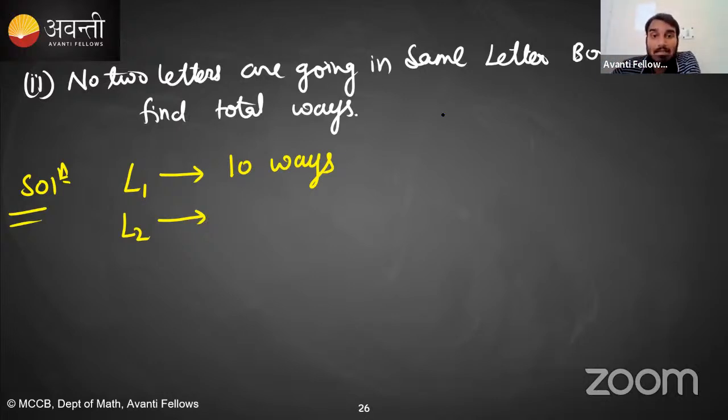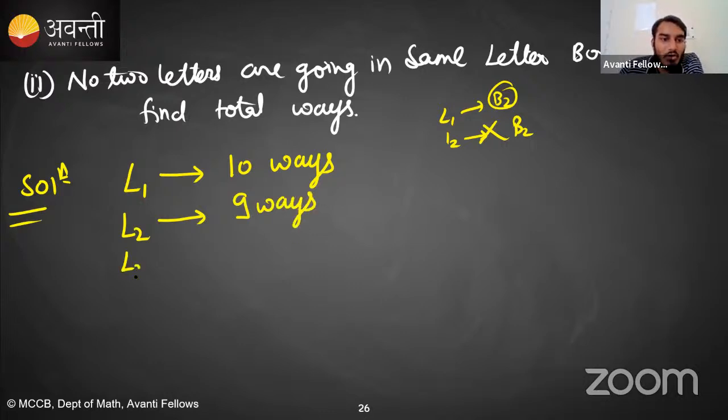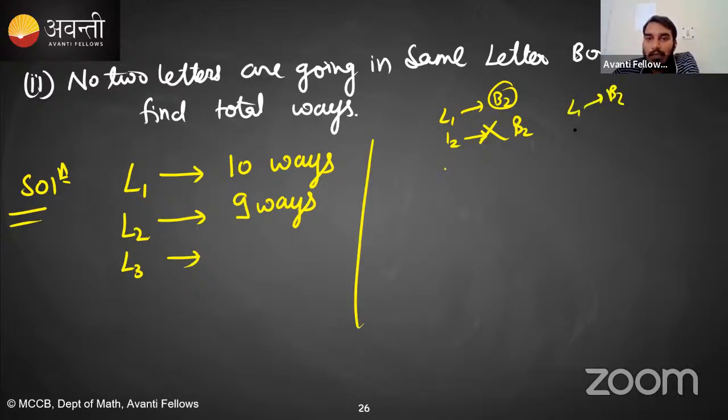Let's say my letter 1 is going into B2, box 2. Now my letter 2 cannot go into box 2. Yes or no? Because no two letters can go into the same box. So it means L2 will have 9 ways. Clear? Now L3, see. Let's say L1 is going into B2, and L2 is going into, let's say, B4. Now L3 cannot go into B2 or B4.